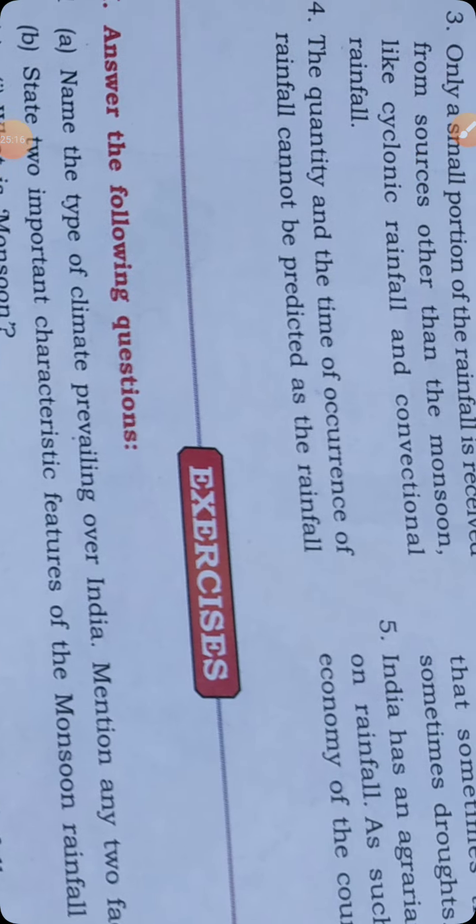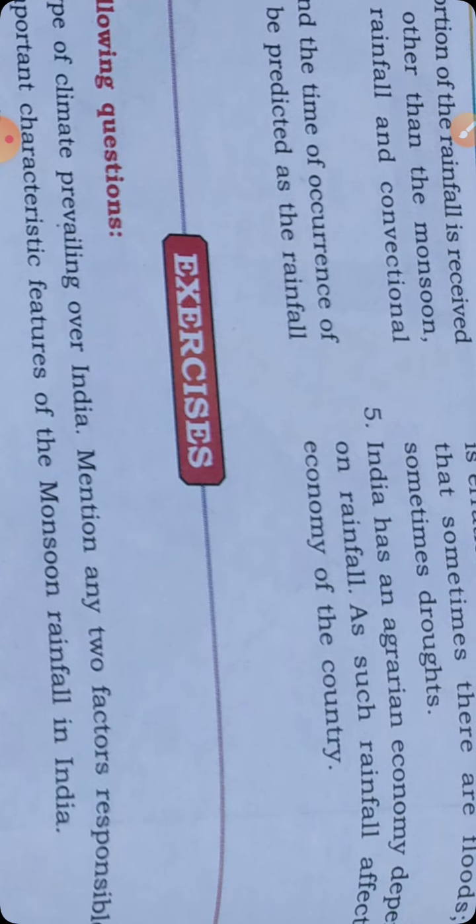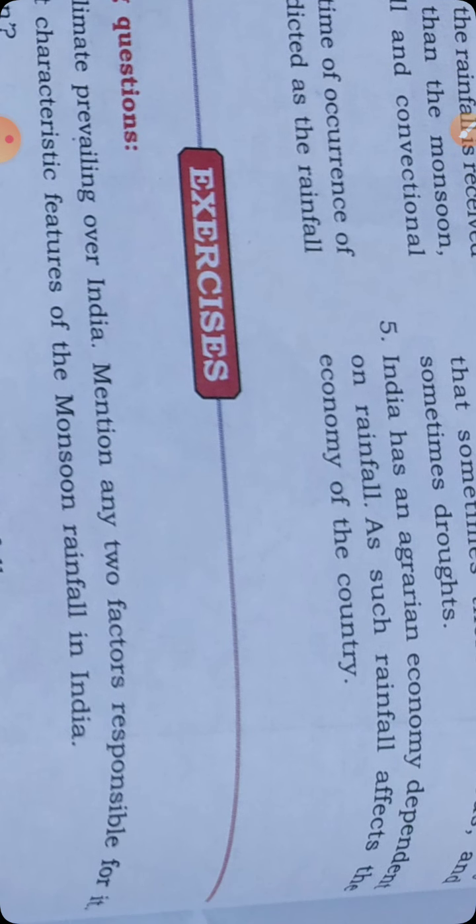We have more factors now. Only a small portion of the rainfall is received from sources other than the monsoon, like cyclonic rainfall and convectional rainfall. So this is our third point. The quantity and the time of occurrence of the rainfall cannot be predicted as the rainfall is erratic. Erratic means that it is not sure, not certain, not in the hand of human beings. It is in the hand of the Almighty.